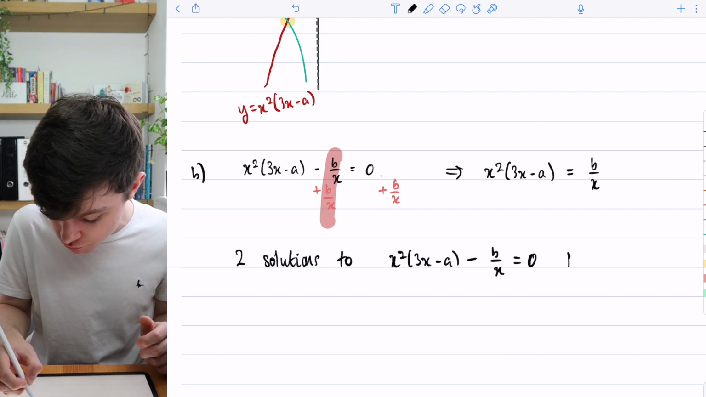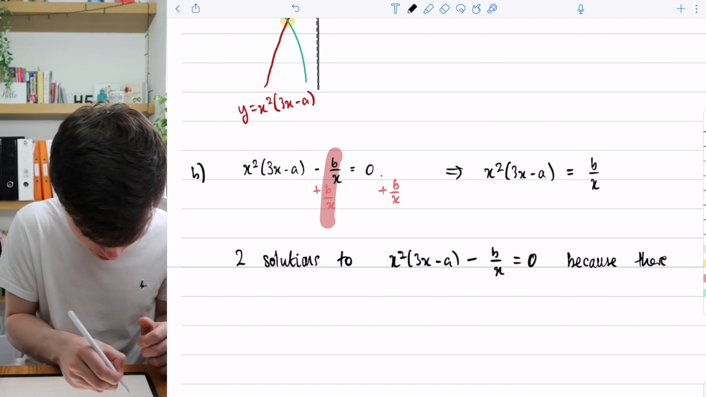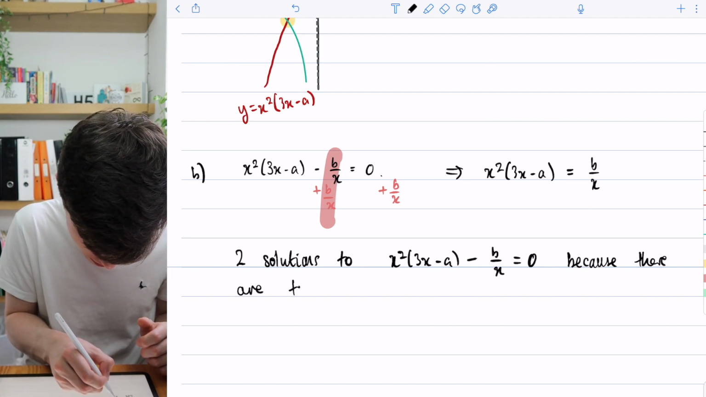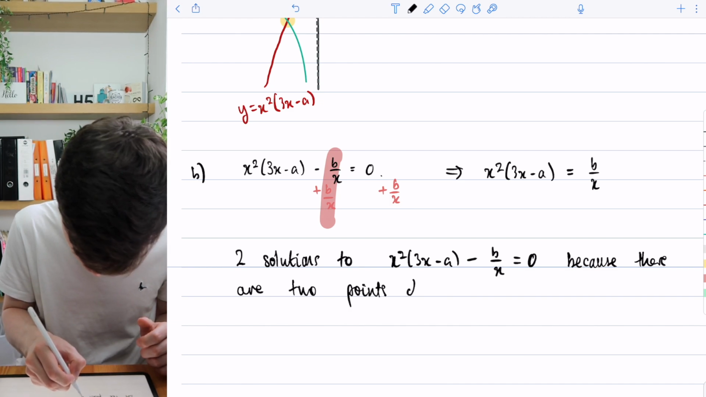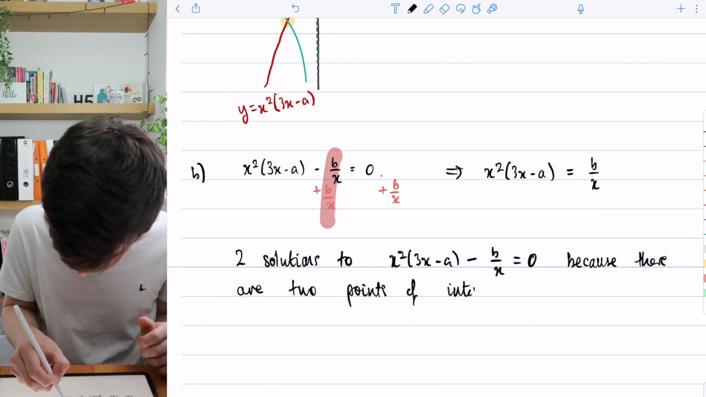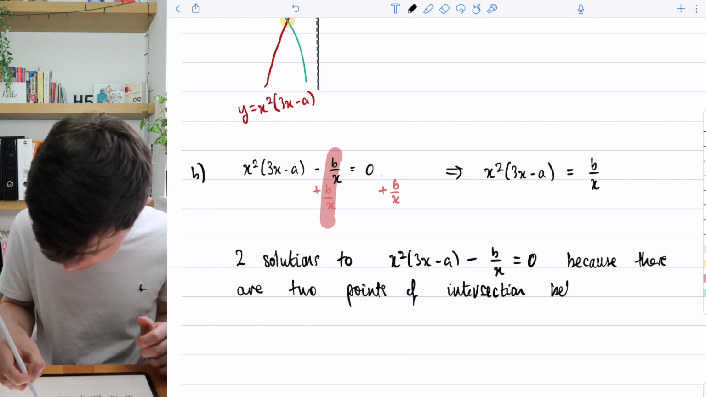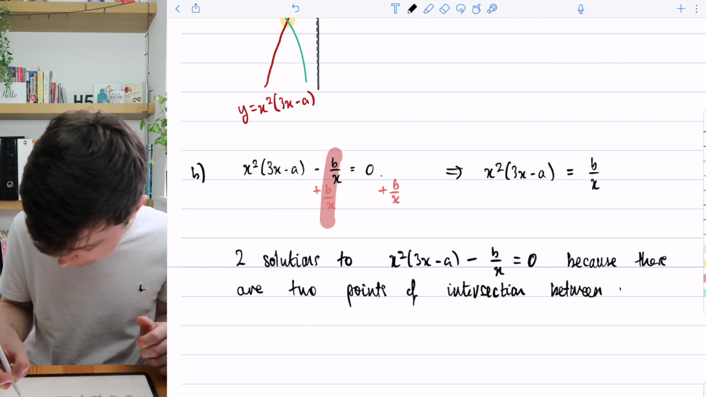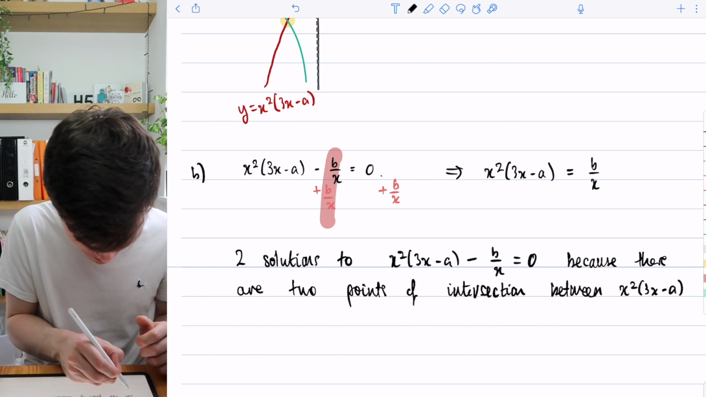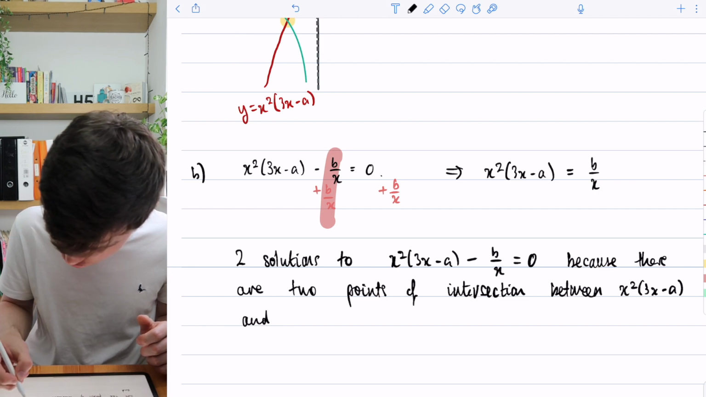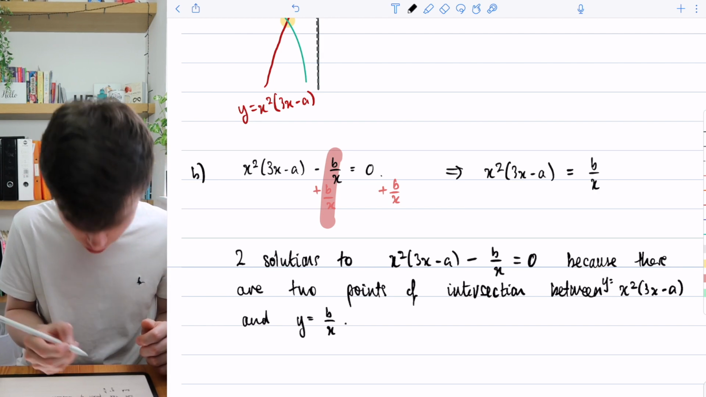And then we need to state with a reason. So because there are 2 points of intersection between y is equal to x squared times 3x minus a, and, sorry, I should really put y is equal to, and y is equal to b over x.